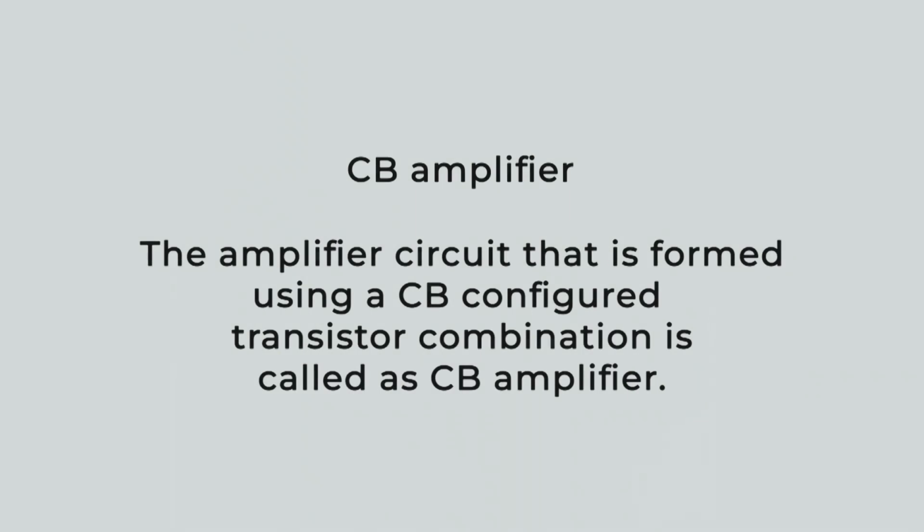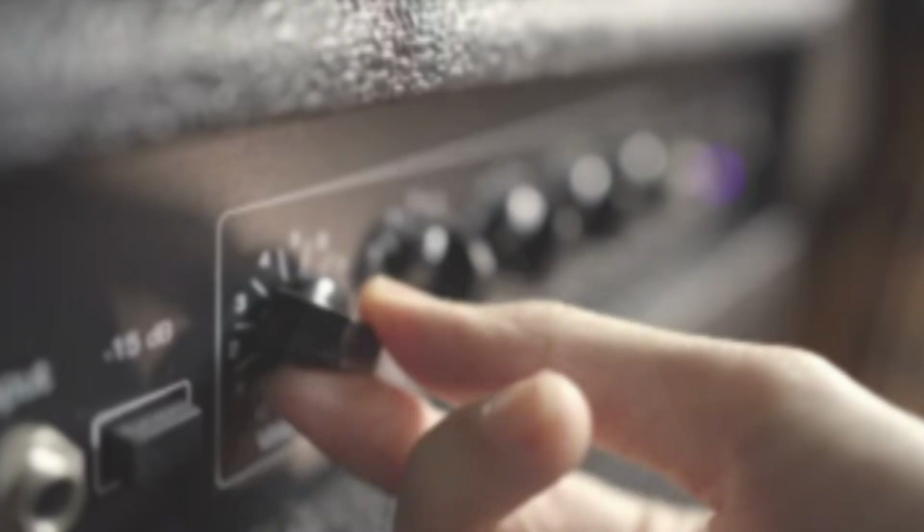Now, second one is common base amplifier. The amplifier circuit that is formed using a common base configured transistor combination is called a common base amplifier. Now, common base amplifier will produce the highest voltage gain among the 3 configurations.